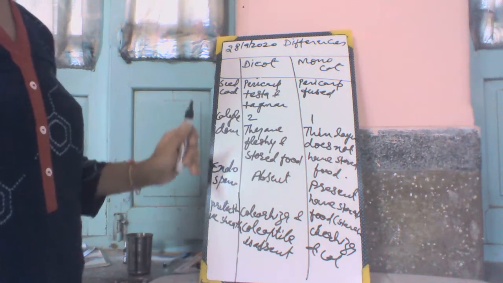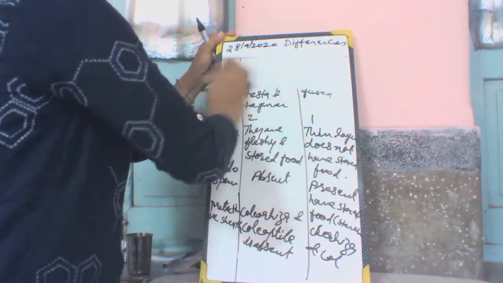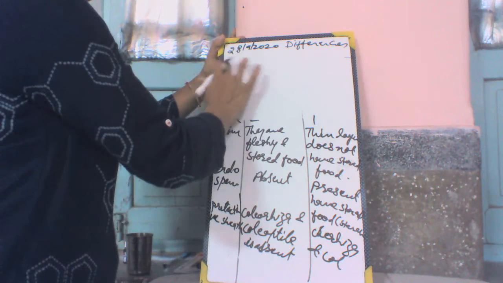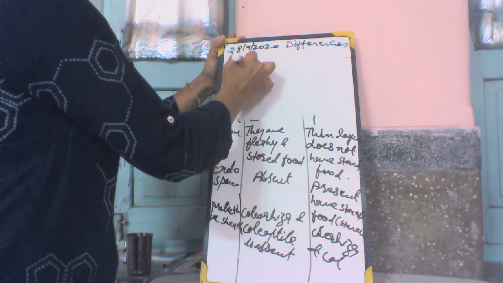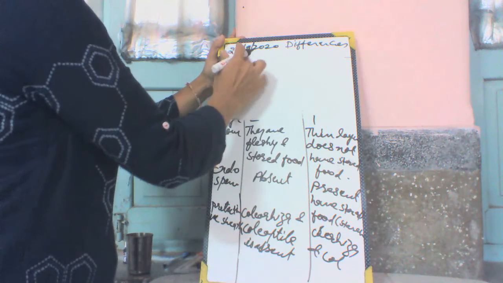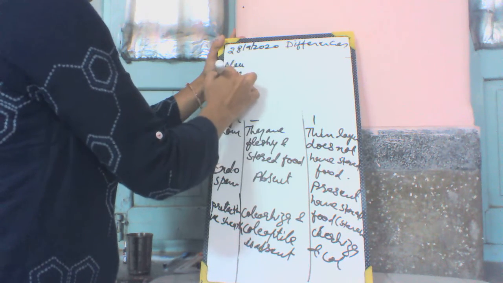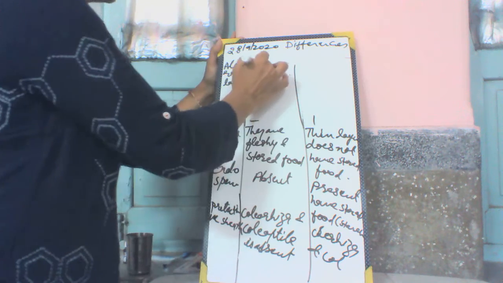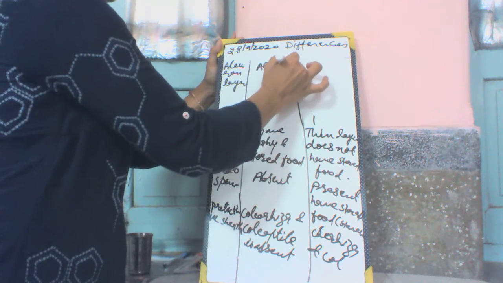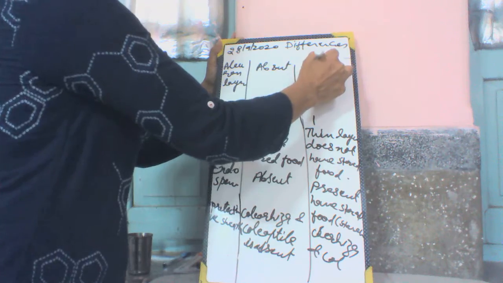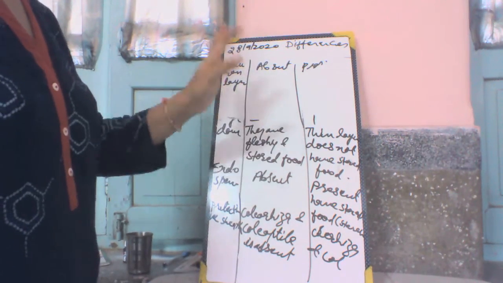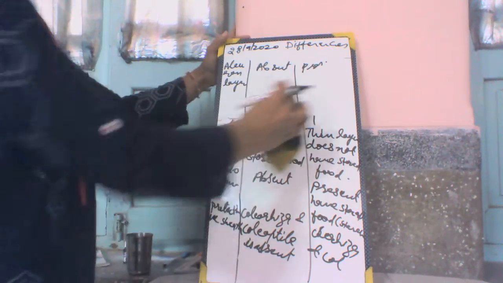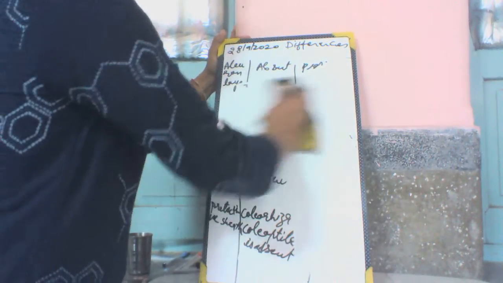Then aleurone layer. The last one is the aleurone layer. Here it is absent and here it is present. These are some differences between monocot and dicot seed. Then have a look at the tick the correct answer.